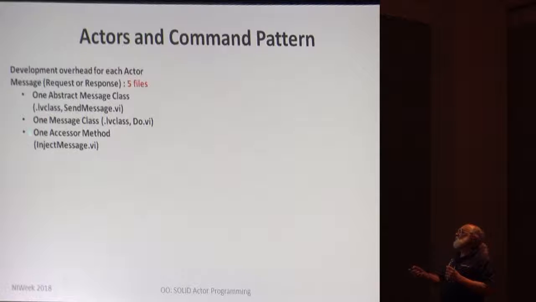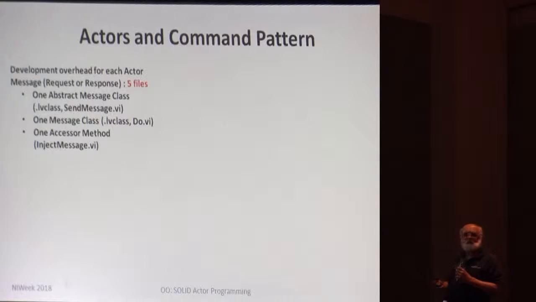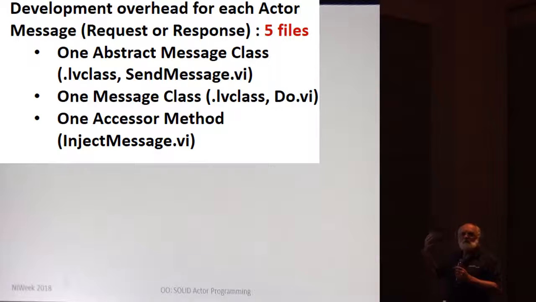Okay, so let's sum up with actors and command pattern. If you count the number of files you need to decouple caller and nested actor from each other, with all the tricks, you have 5 extra files per public message in the actor class. And for me, this is a lot. It stresses your LabVIEW IDE, which is not ready for the message class explosion. And just loading 6 files instead of 1 stresses the load time.